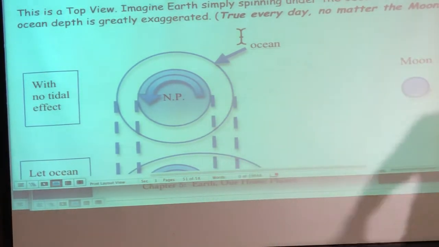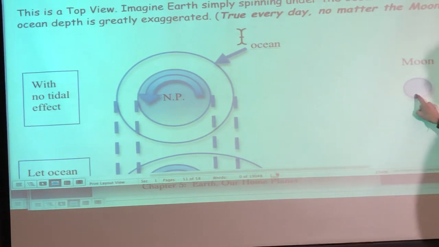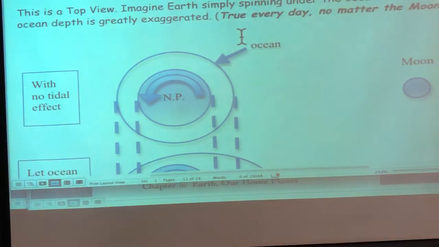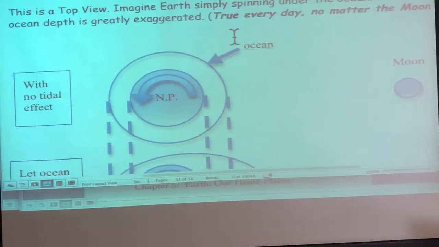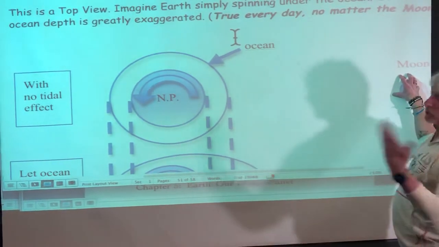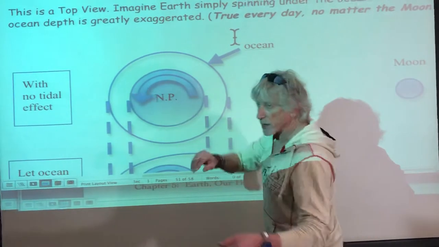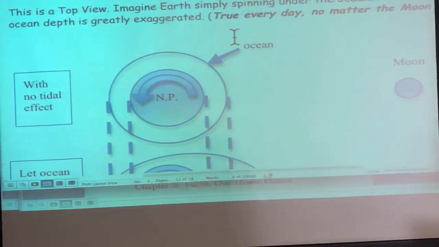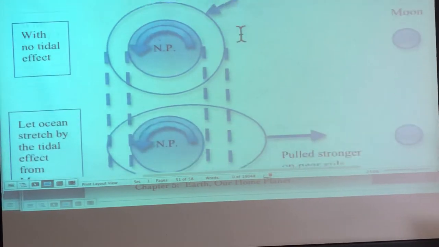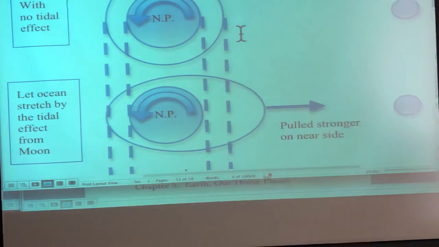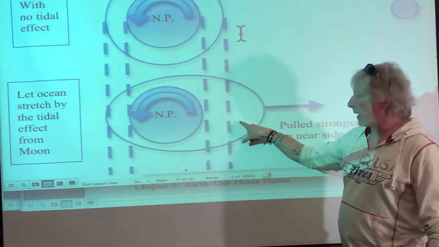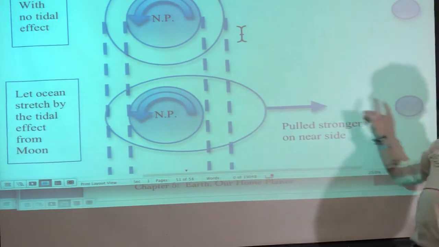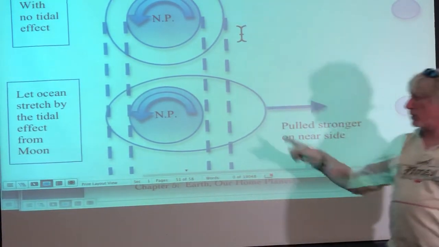All right, cool. If there was no tidal effect, then Moon being way over here, can you see it? Let me check. Moon being way over there, yeah, you can see it, wouldn't be having any effect. But there is a tidal effect. So Moon pulls stronger on the near side and weaker on the far side. So what a really good guess would be is the following. Yeah, that would make sense, right? So you'd be spinning around. Moon would pull stronger on the near side, stretching it, and weaker on the far side.